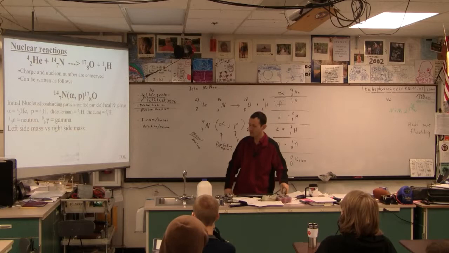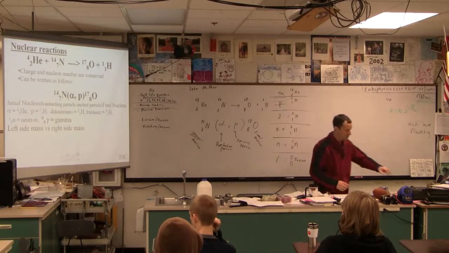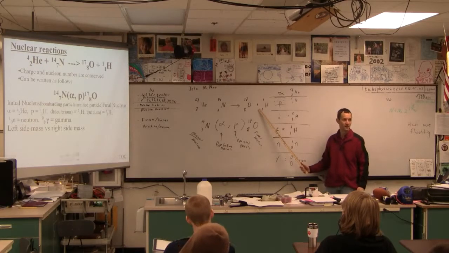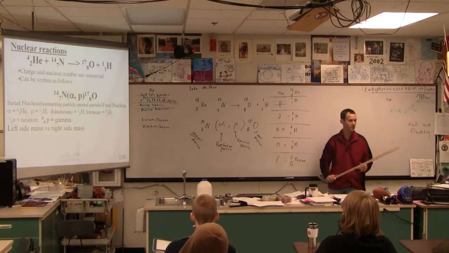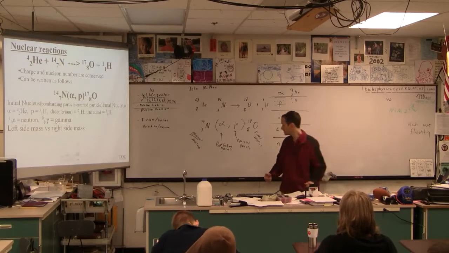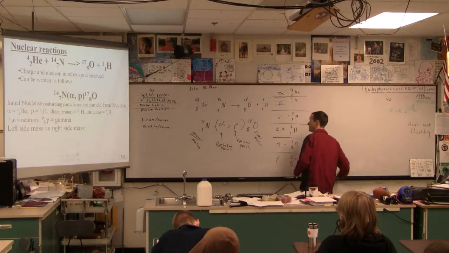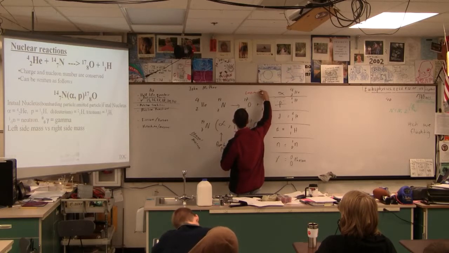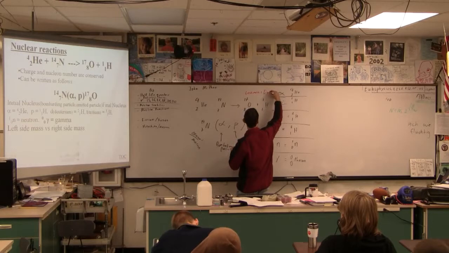And then, of course, we can look at the mass of these reactions, the left side mass versus the right side mass. What if this side here is less massive? What does that mean? Energy was released, because the question is, where'd the mass go? Well, it turned into energy, right? So if mass decreases, less mass means that it's exoergic, which means it gives off energy.